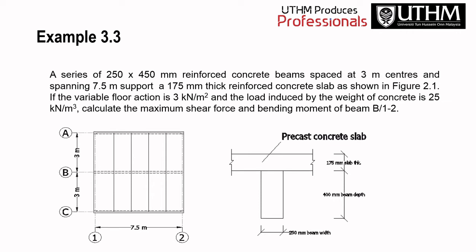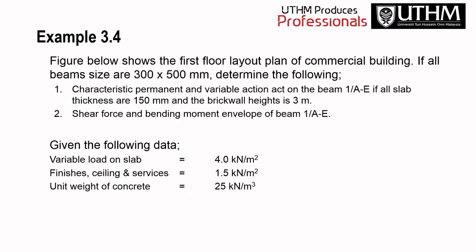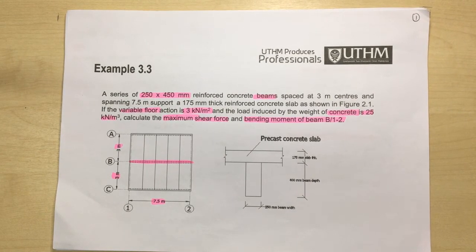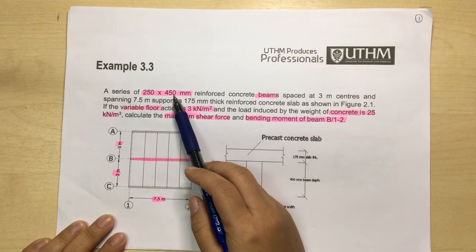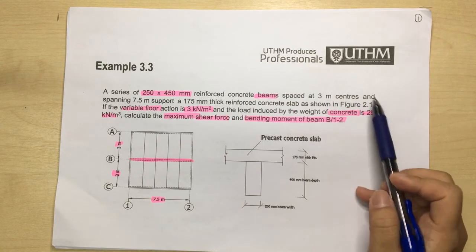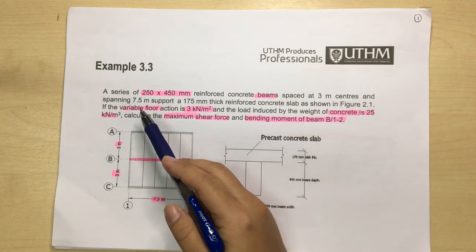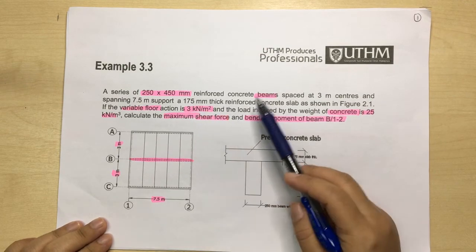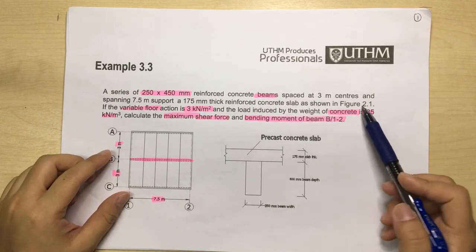So we have an example here, and I will explain it to you later. Okay, so let me explain this example, which is example 3.3. A series of 250 mm by 450 mm reinforced concrete beams spaced at 3 meter centers and spanning 7.5 meters, supporting a 175 mm thick reinforced concrete slab, as shown in figure 2.1.